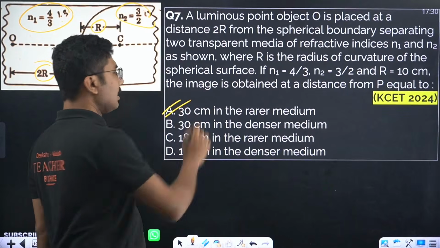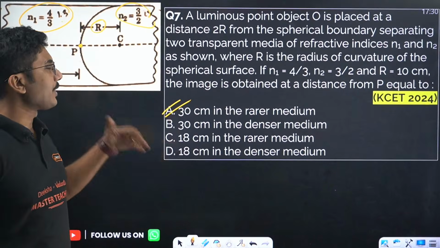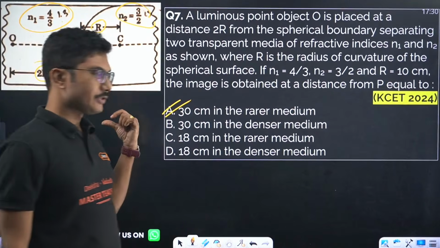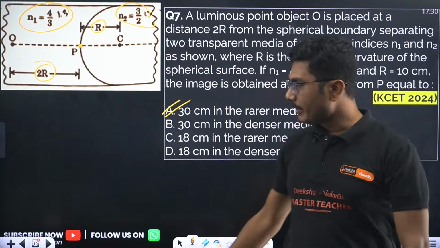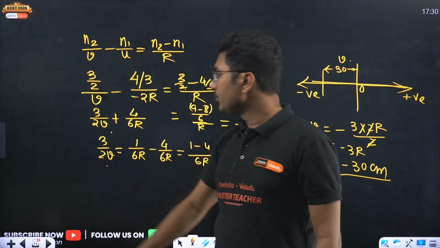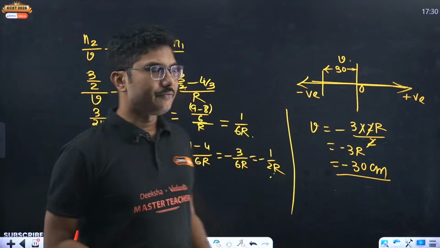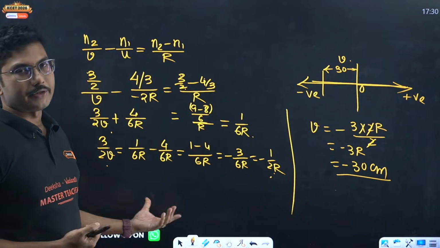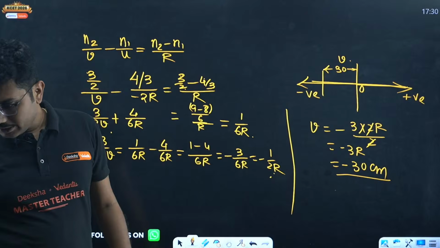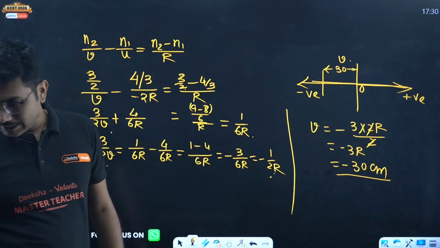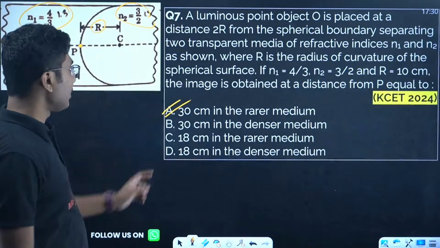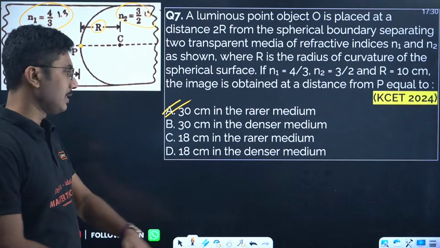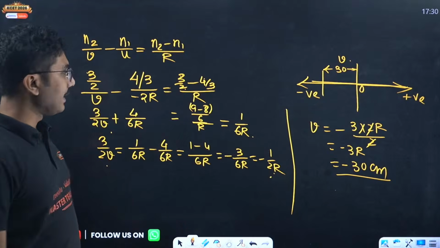This is a slightly longer question from this chapter. As you can see, most of the questions are generally easy, but sometimes you may need to solve questions which are not difficult, but you need to solve it. Okay, right? Minus 30 is the answer, not A, but yes, option A is correct.